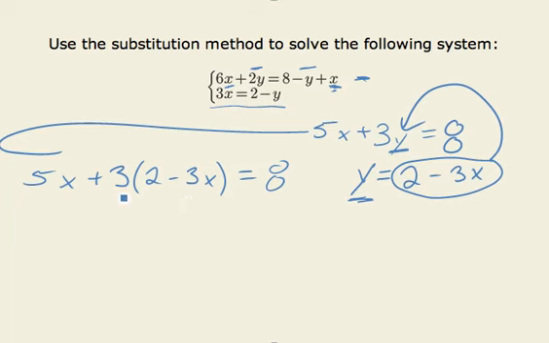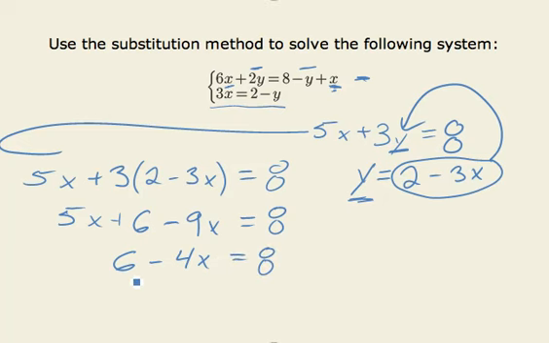So let's go ahead and distribute our 3. So we have 5x plus 3 times 2 is 6. 3 times negative 3x is negative 9x, still equal to 8. Let's go ahead and combine x's. I got a 5x, I got a negative 9x, so that's going to give me a negative 4x.